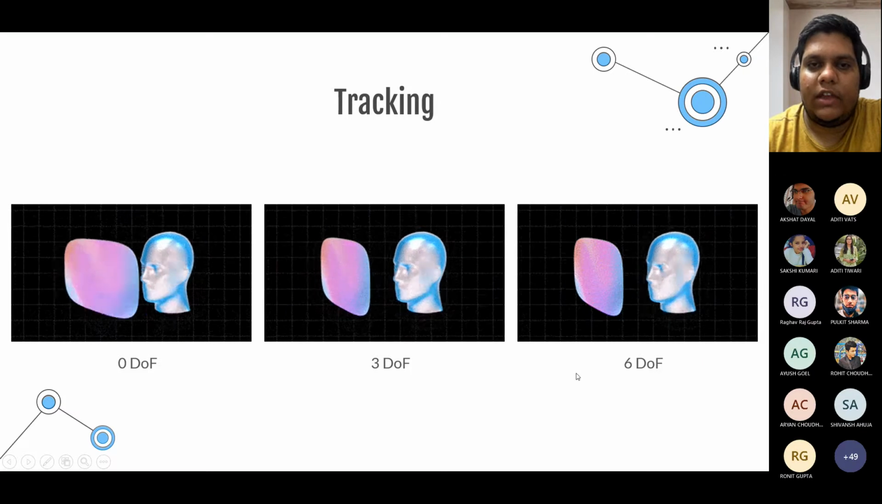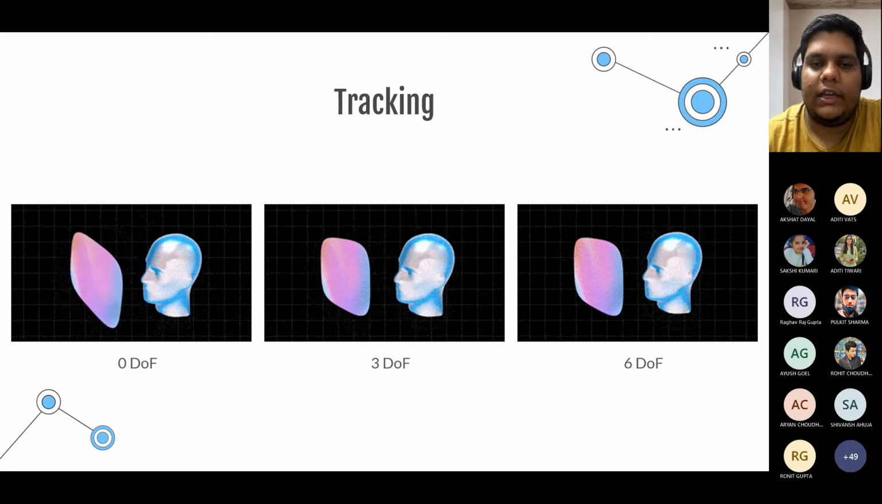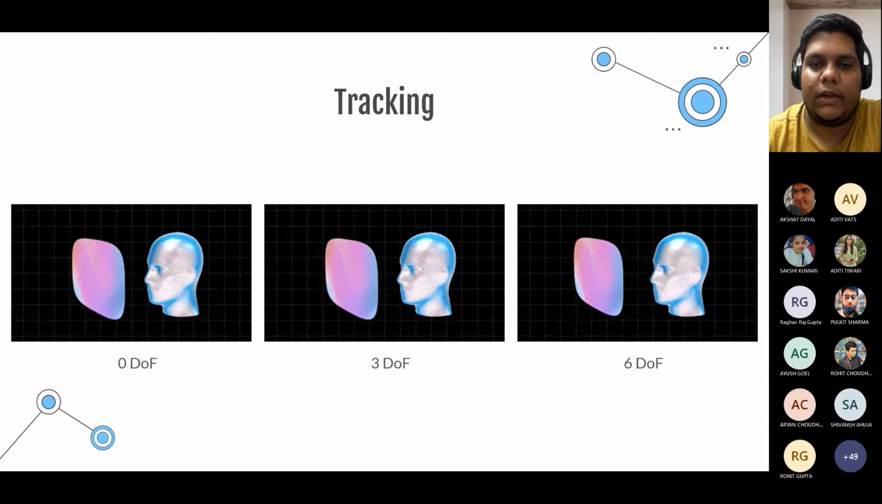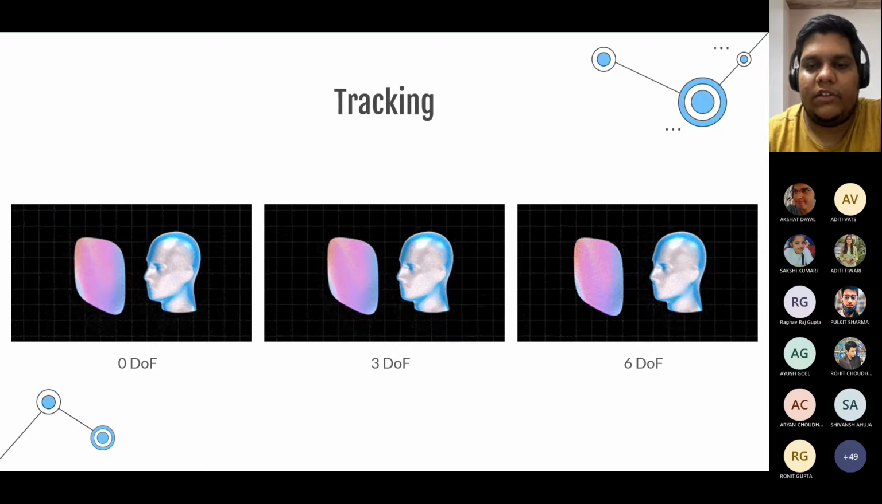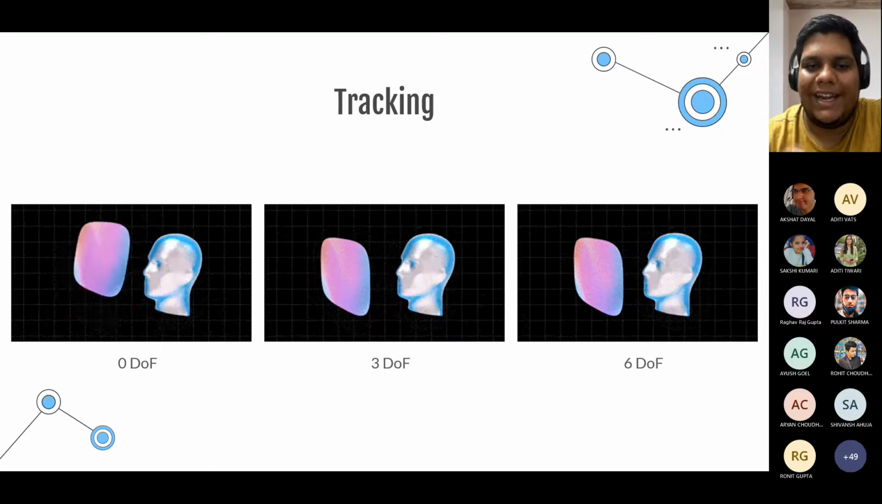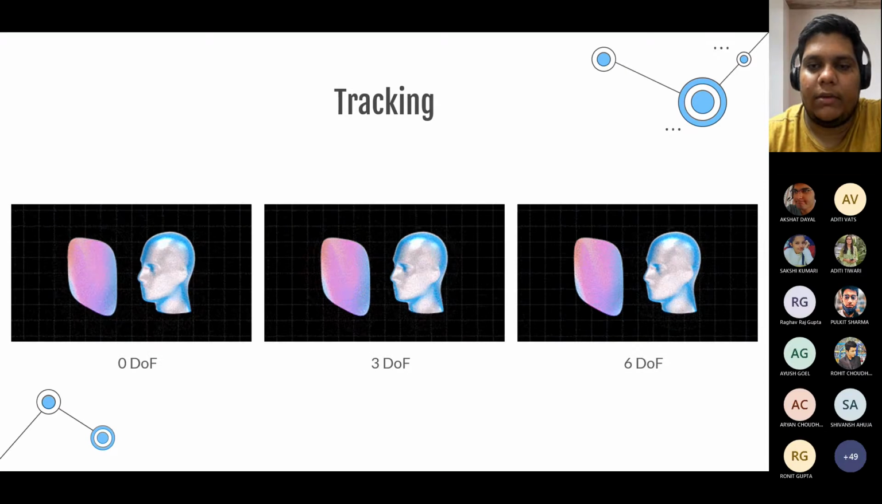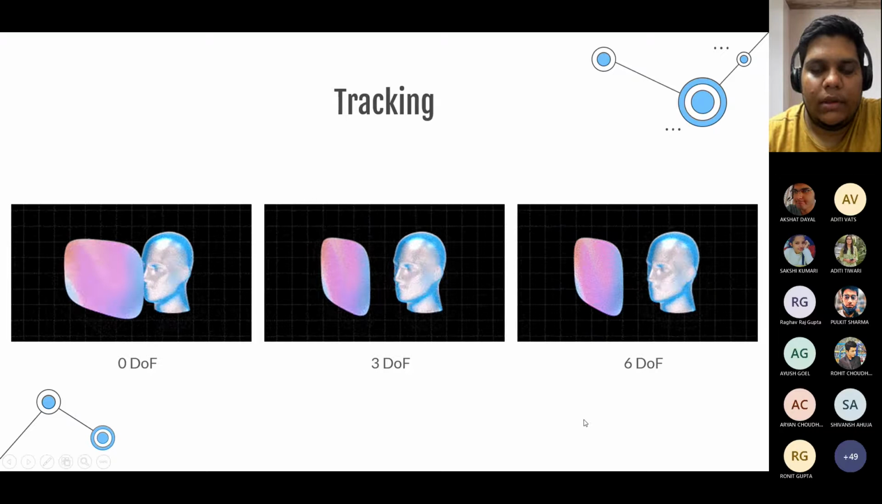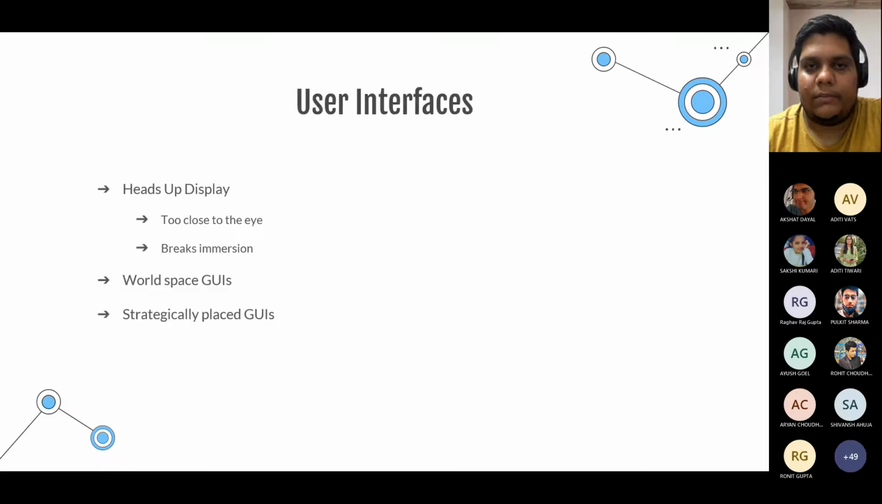So these are the degrees of freedom. It is said that the higher the degrees of freedom, the higher the immersivity of an environment, because you are able to interact with it like an actual environment, like you interact with things in real life. So that's about tracking.